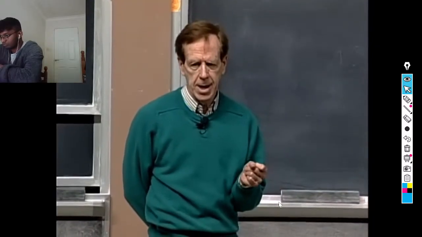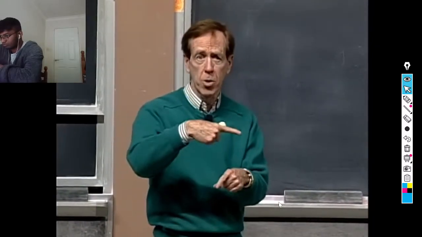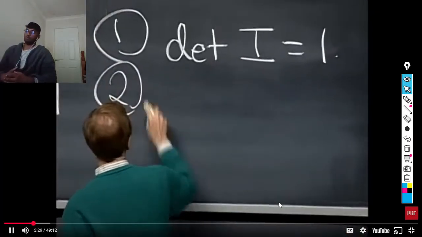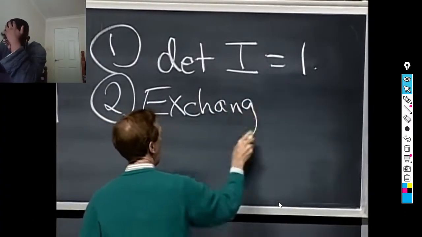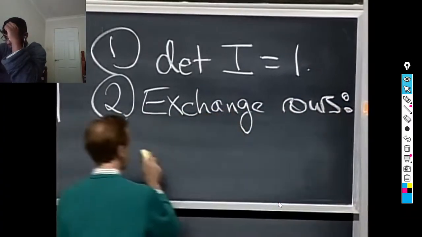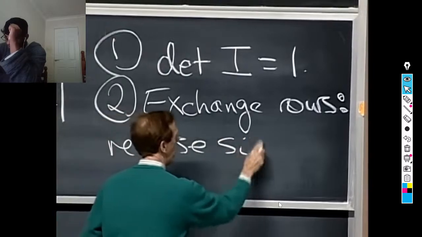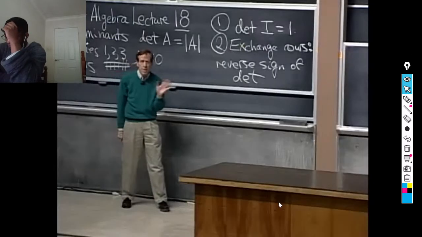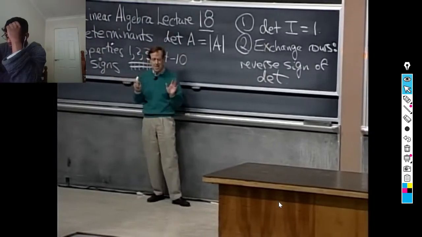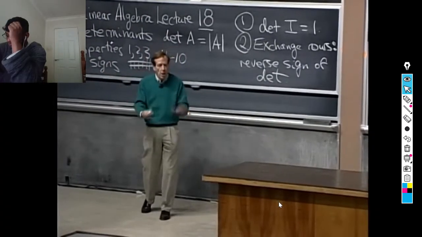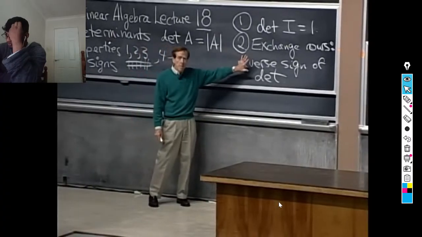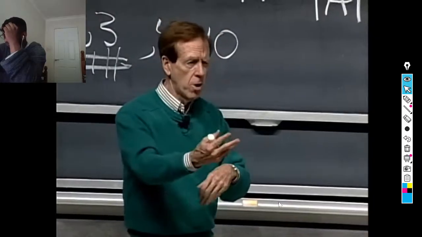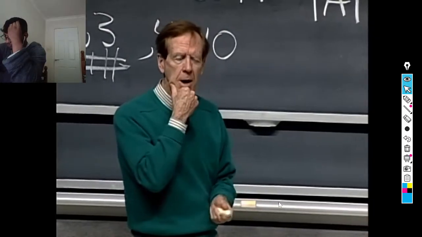Now, the second property is, what happens if you exchange two rows of a matrix? So property 2 is: exchange rows, reverse the sign of the determinant. A lot of plus and minus signs. I even wrote here plus and minus signs, because that's what you have to pay attention to in the formulas and properties of determinants. So that you see what I mean by a property here. I haven't yet told you what the determinant is, but whatever it is, if I exchange two rows to get a different matrix, that reverses the sign of the determinant.